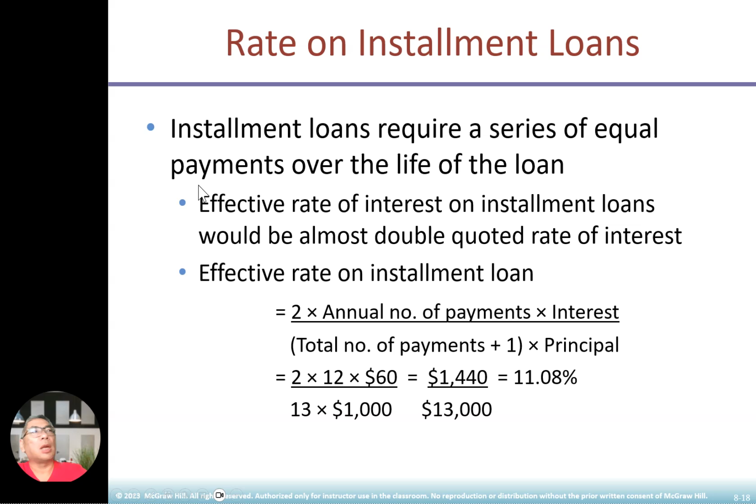So when you calculate instead a loan repaid in a series of equal payments over the life of the loan, the effective rate of interest on an installment loan would be almost double the stated rate of interest. Effective rate of installment loan would be 2 times annual number of payments times interest divided by total number of payments plus 1, close bracket, times principal. When you plug in those numbers, you're going to get 11.08%. Okay, this is how you get that number. You just plug in the numbers.